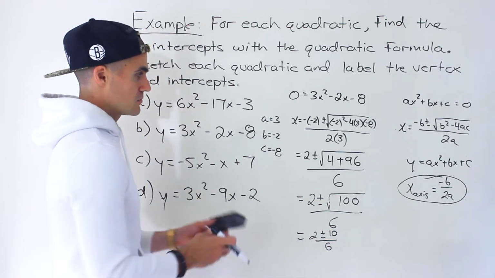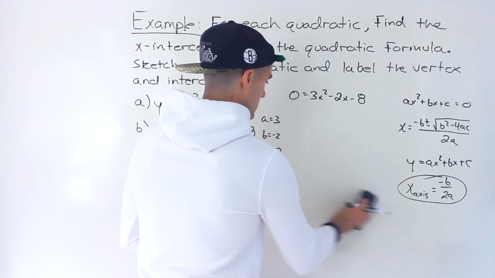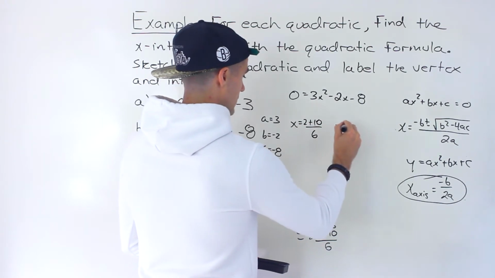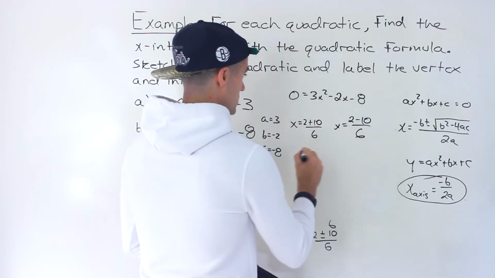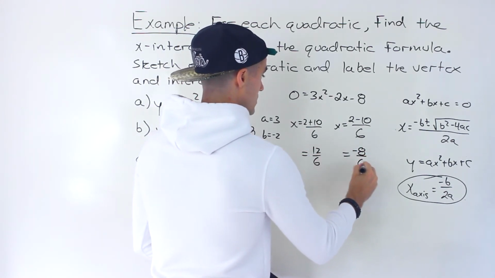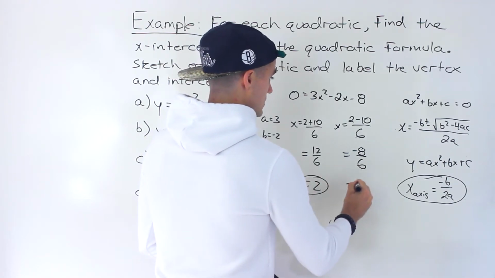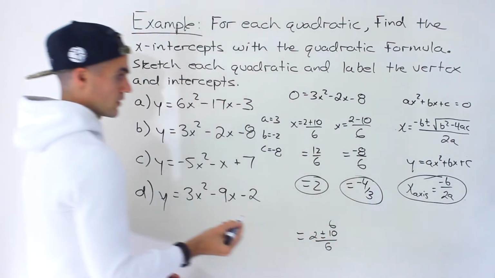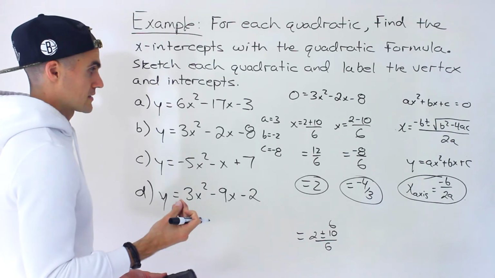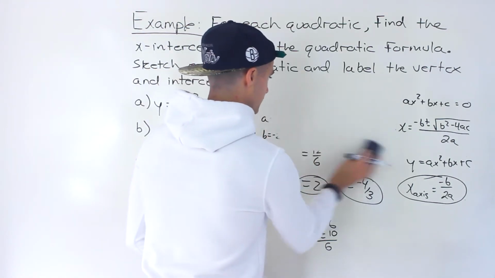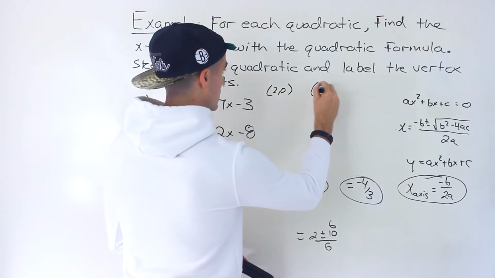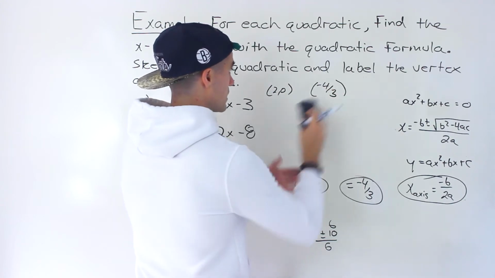So then, notice there's going to be two solutions here. So x can either be 2 plus 10 over 6, or x equals 2 minus 10 over 6. This equals 12 over 6, and this equals negative 8 over 6, and this is 2, and then this is negative 4 over 3. So those end up being the two x-intercepts. So let's keep track of these up here. So the two x-intercepts are going to be 2 and 0, and negative 4 over 3 and 0.